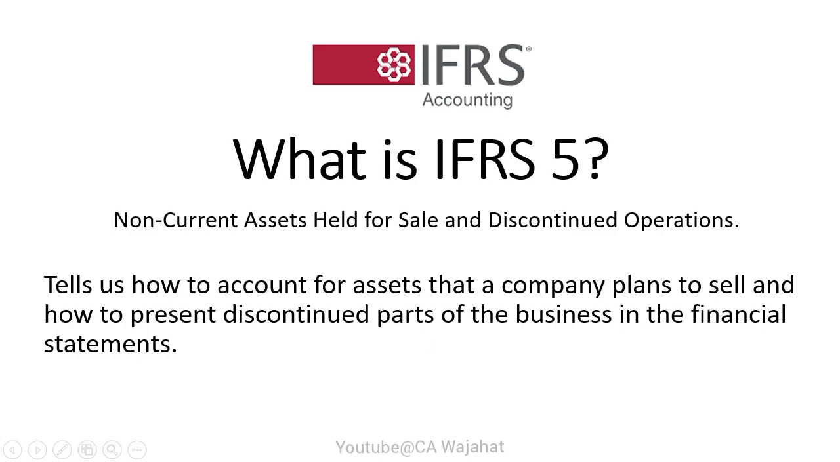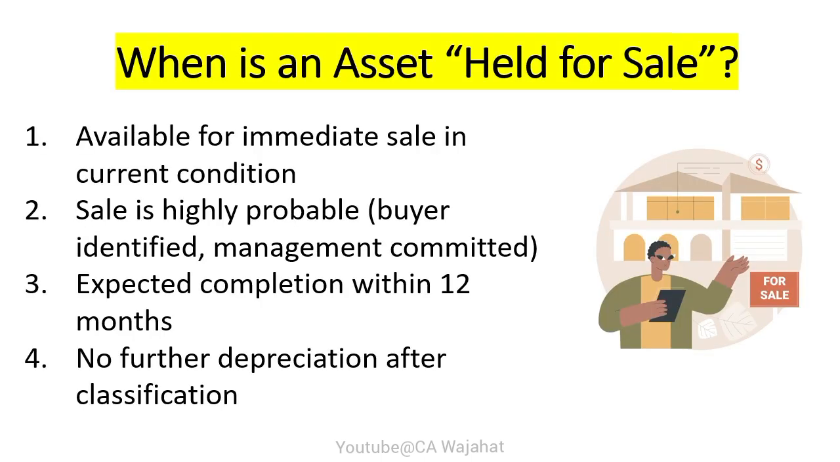We will first understand what IFRS 5 means, and now we will move on to the next question: when are assets held for sale? According to IFRS 5, a non-current asset or a disposal group is classified as held for sale when two main conditions are met. I have written down four conditions. You can say two are enough for this, but four make it clearer.